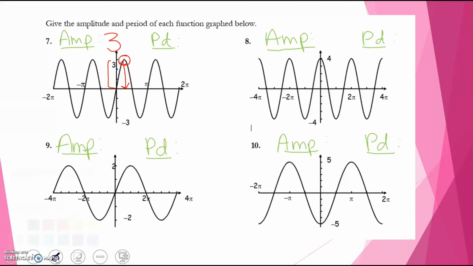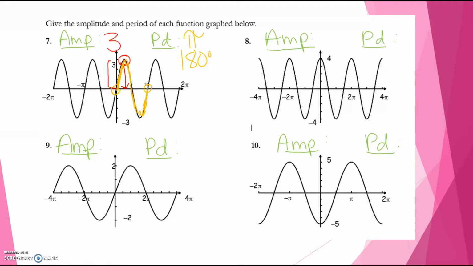Now to find period, like we did a couple days ago, how I do it is I start right there in the center, and I go 1 complete revolution, so 1 up, 1 down, and then I'm back at the beginning right here. And so right there at the axis it says pi, so the period is pi, or you could do 180 degrees, which is the degree conversion. So now you try 8, 9, and 10, and then play the video after you're done to see if you got the answers right.